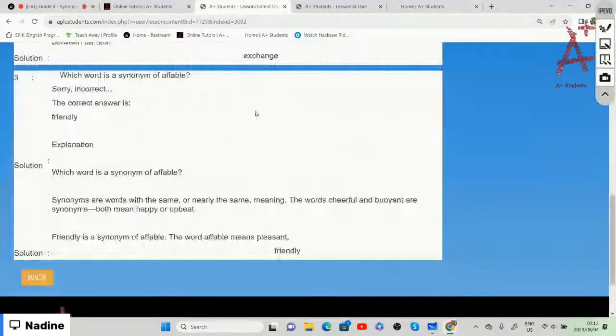The word affable means pleasant. So if you are pleasant, affable, then the correct word we can choose is friendly, because you are now being very friendly. Affable or friendly, and these are synonyms, which are words with the same or nearly the same meaning. So it's the same or barely the same meaning.